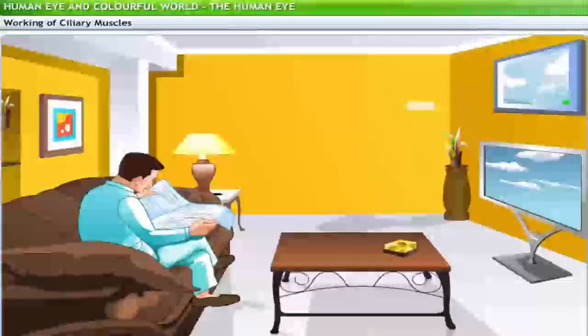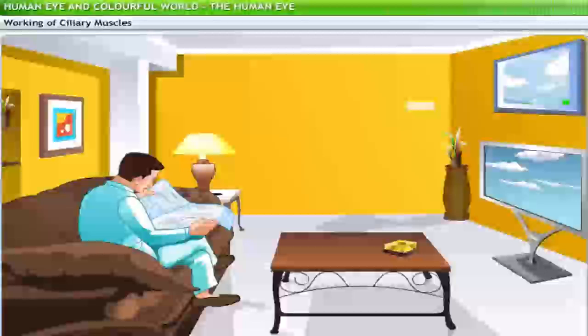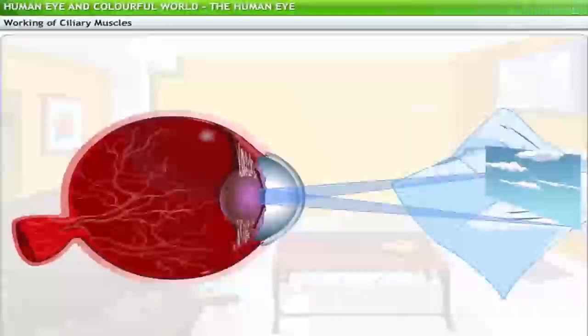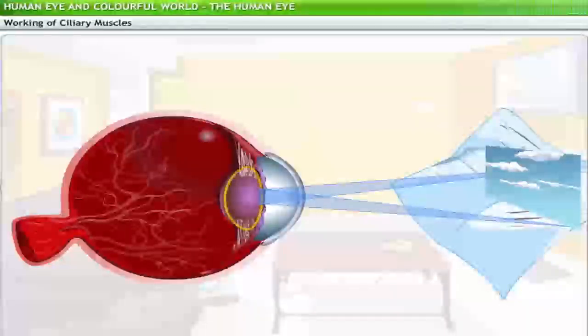On the other hand, the light rays from an object located close to the eye, like the newspaper, are divergent and require relatively more convergence. Therefore, to focus on such objects, the focal length of the lens should be decreased. This happens when the lens is comparatively thicker.